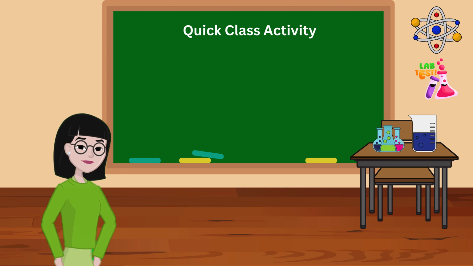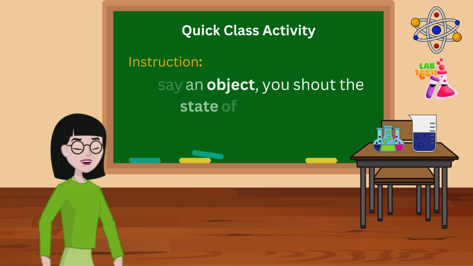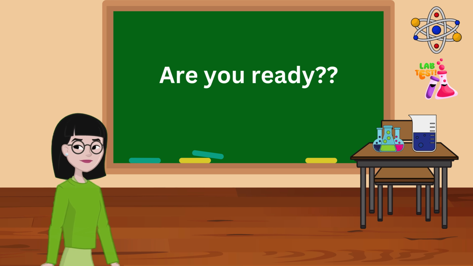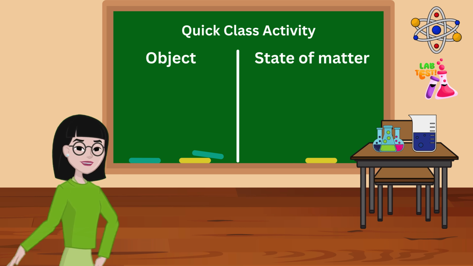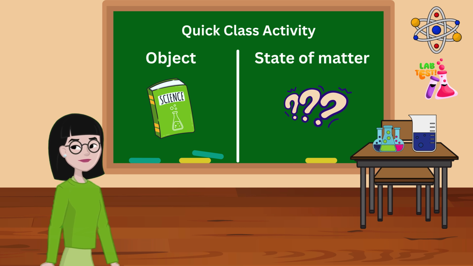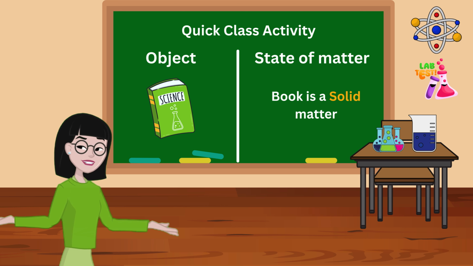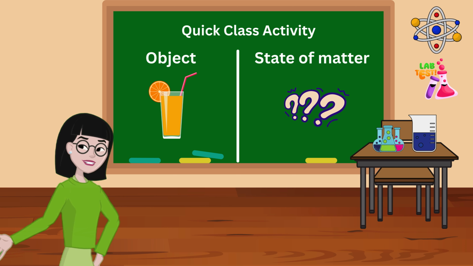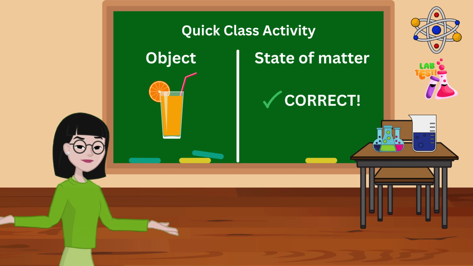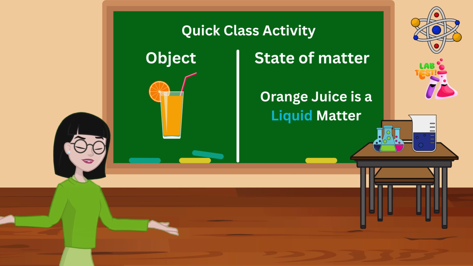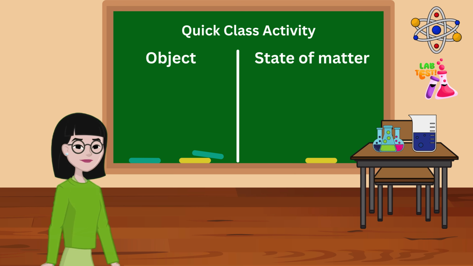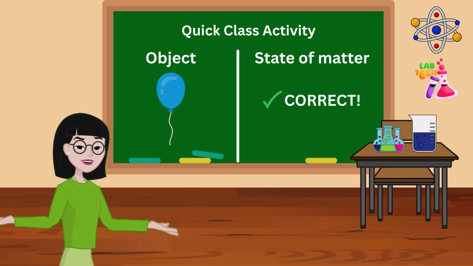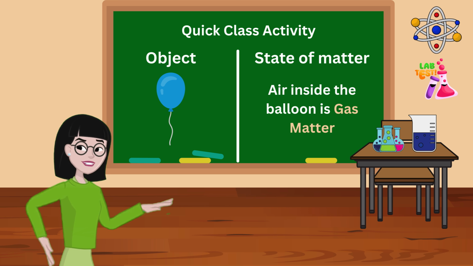Okay, class, let's have a quick activity. I'll say an object. You shout the state of matter. Are you ready? First, book. Correct. Book is a solid matter. Next, orange juice. Correct. Orange juice is a liquid matter. Next, air inside a balloon. Very good. Air inside a balloon is a gas matter.